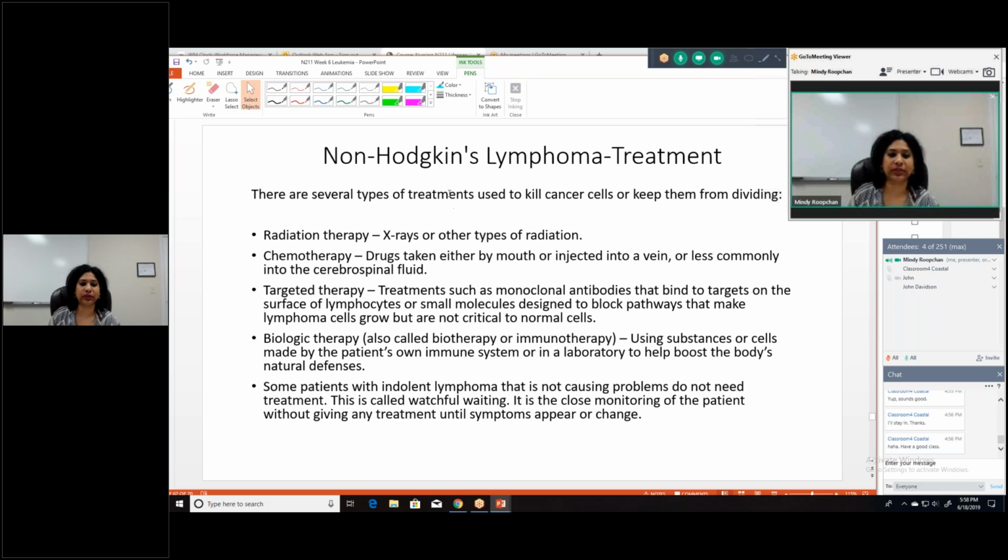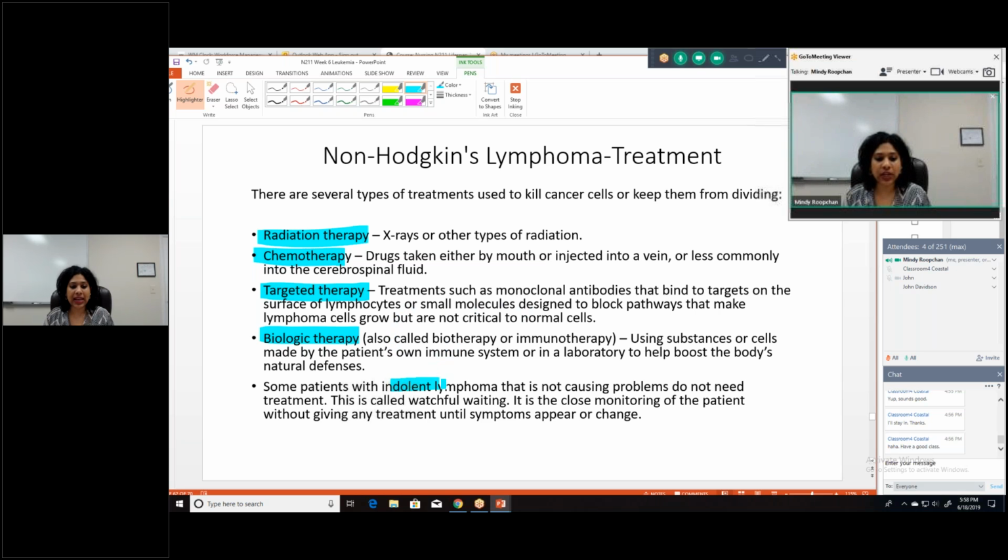There are several types of treatment to kill the cancer cells and keep them from dividing. We do radiation. We do chemo. We do targeted therapy, which we talked about. And biologic therapy, where we use substances or cells made by the patient's own immune system or in a lab to help boost the body's natural defenses.